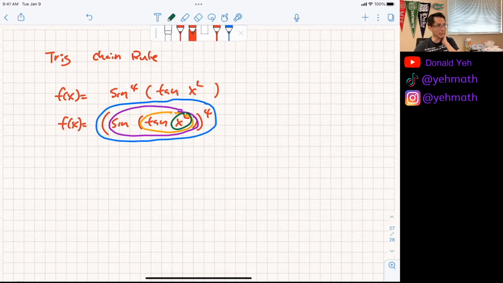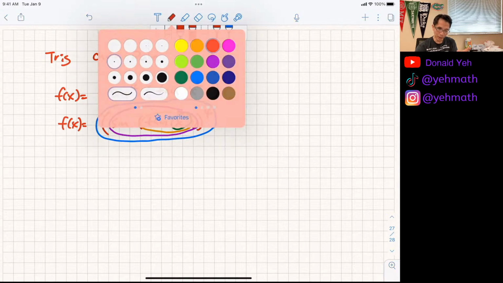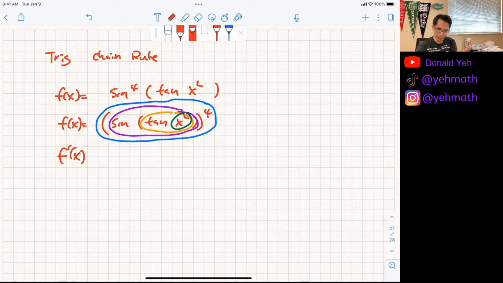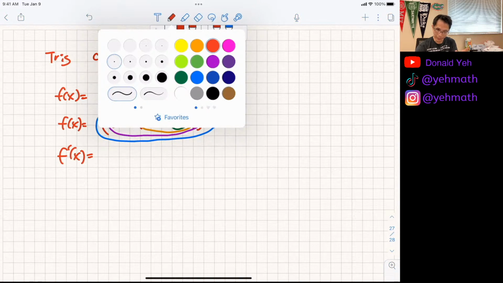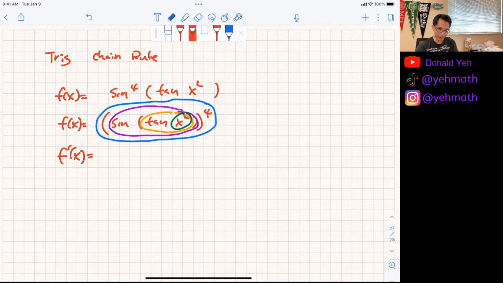With that being said, let's take care of the first layer, which is the blue. When I take a derivative of this, you will see it. The blue part is equal to this outer part, which is to the 4. Remember, this function is like x to the 4, so I'm going to take a derivative of x to the 4, which is 4x to the third. Well, what is x? It's sine of tangent of x squared, and that is the first part, the derivative of the outermost.